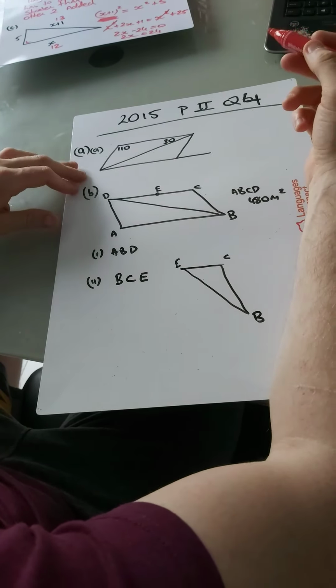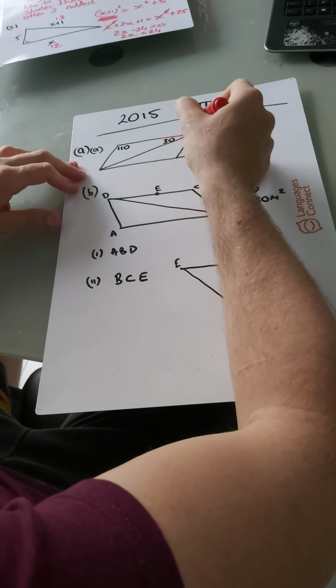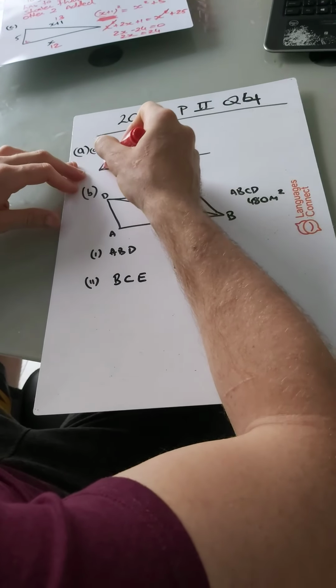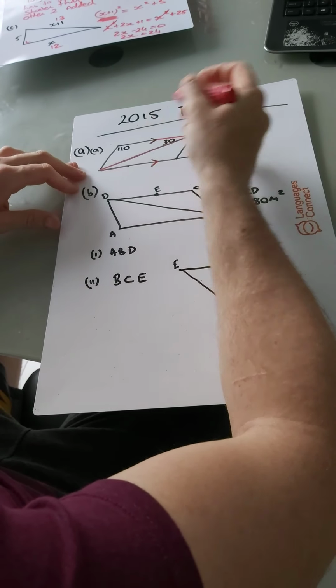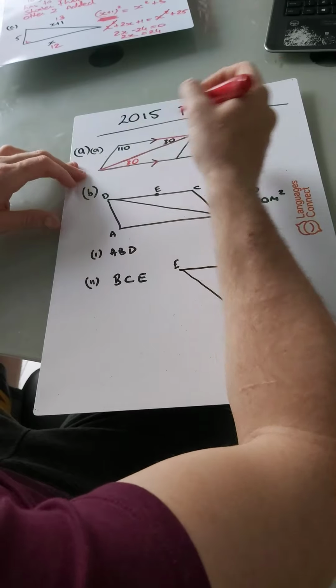parallelogram. So I'm just going to fly through it. But I also want you to watch this one. Look, remember I talked about alternate angles. See that Z there? Because they're parallel. Because it's a parallelogram. That makes that 30.